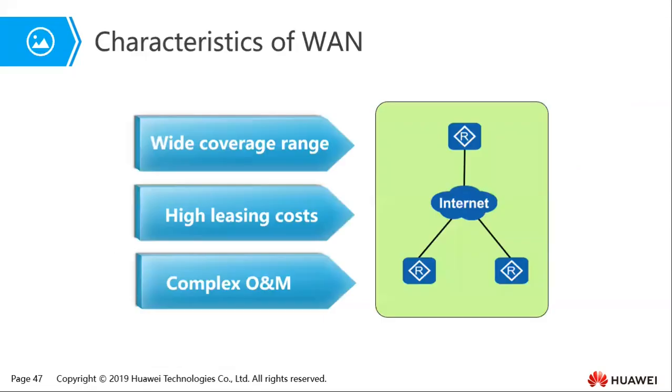Okay, let's look at one design. So the characteristics of a wide area network: number 1, wide coverage range, high leasing costs, and complex operation and maintenance. Now, generally, it is leased links that connect us to the internet.